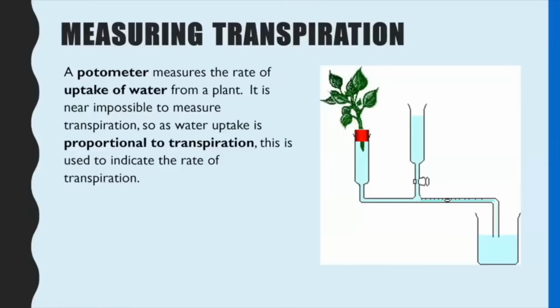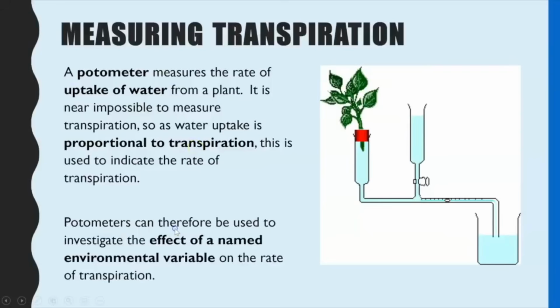Now the reason that it's measuring uptake of water rather than transpiration is because it's near impossible to measure the rate of transpiration, and that's because it's water vapour that is coming out because it's evaporation, so it's very difficult to measure that. So instead, because the amount of water that is taken up is almost the same as the amount of water which evaporates by transpiration, we take it that however much water was taken up is proportional to the rate of transpiration. So that's what it's measuring.